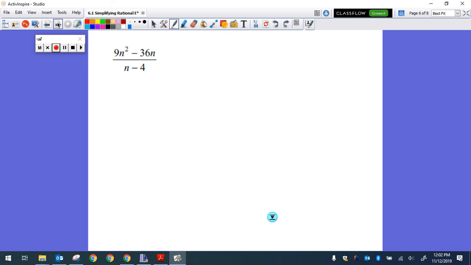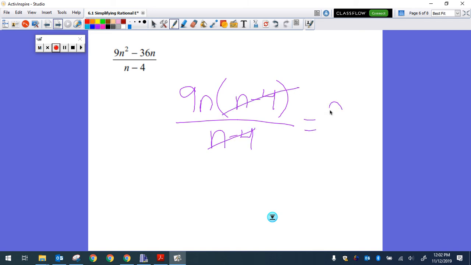All right, on top, I can take out a 9n. And that leaves me with n minus 4. And on bottom, I still have n minus 4. So those cancel. So this answer just ends up being 9n.